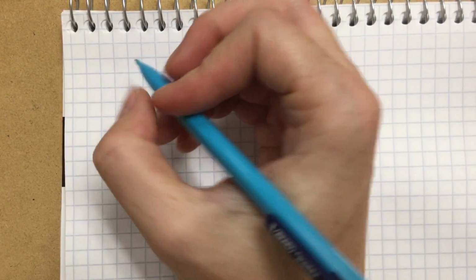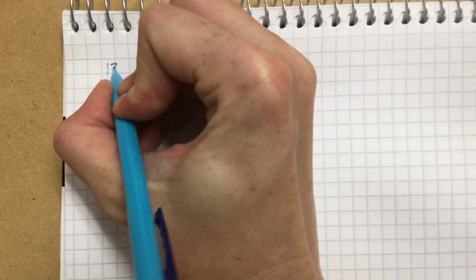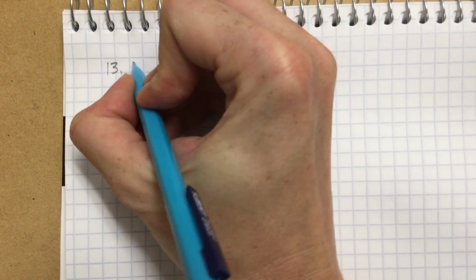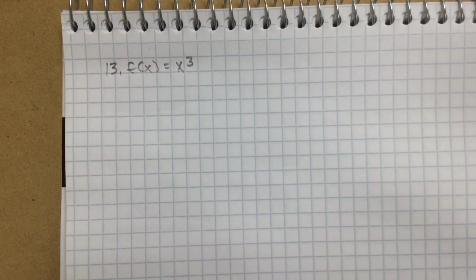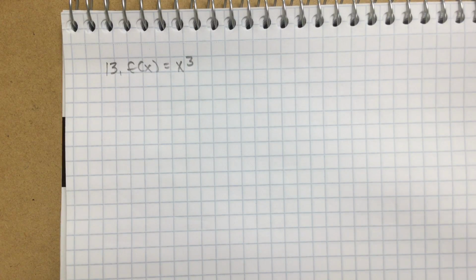Graph, we're going to go f of x equals x cubed. Okay, so my parent function there is x cubed. And I can do different things to that function.